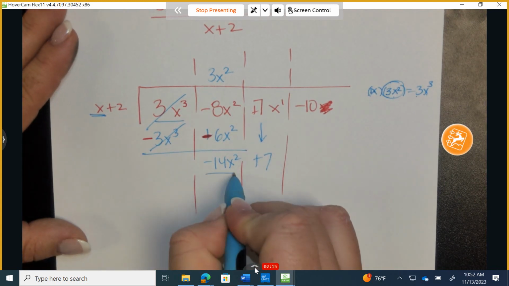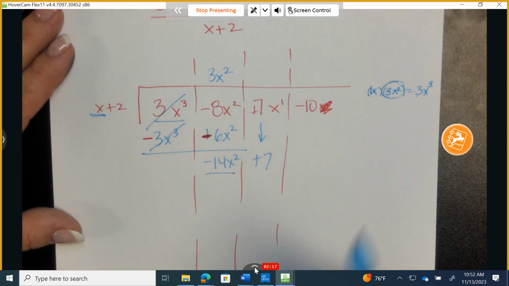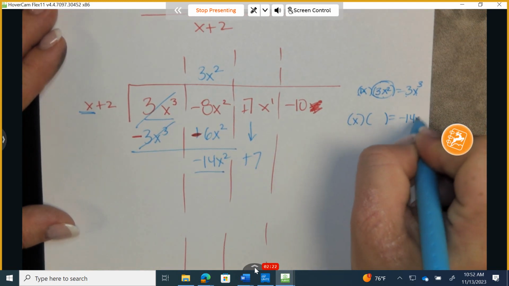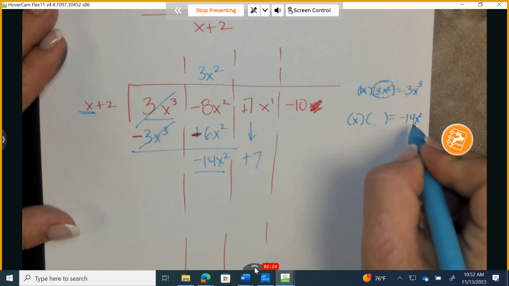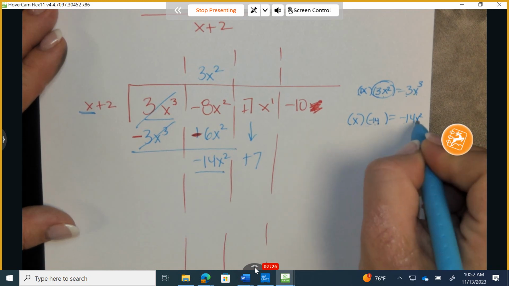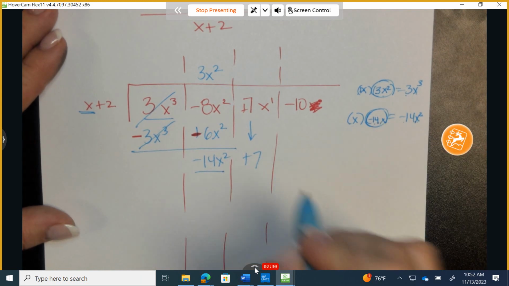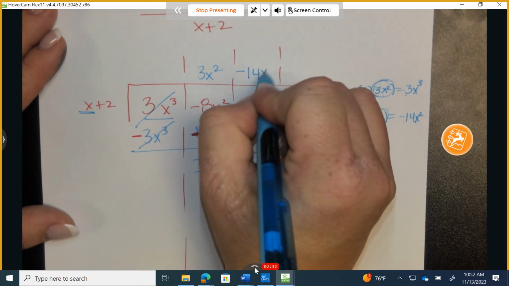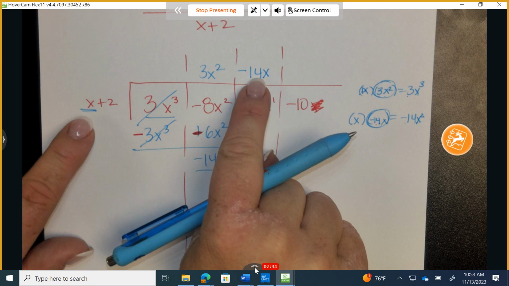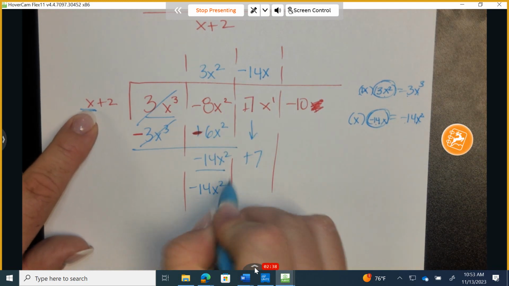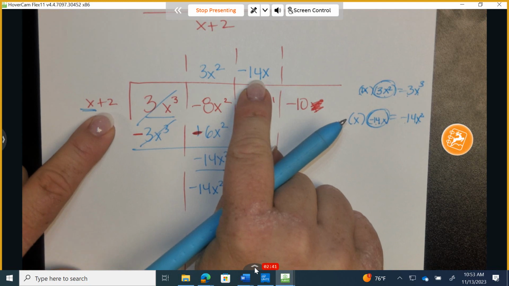X times what is -14x squared? If you can do that in your mind accurately, great. If not, come off to the side. 1 times what is -14? -14. I need 2 x's. I only have 1, so I need 1 more. This is selecting the correct quantity. -14x. Then I go to step number 2. I'm going to distribute. -14x times x. -14x times positive 2.